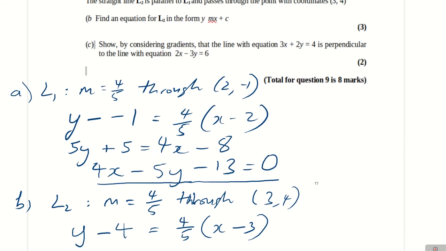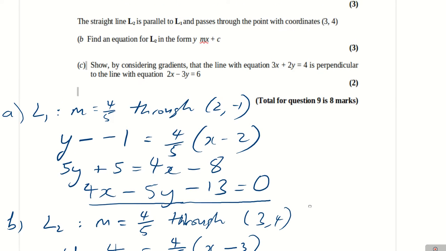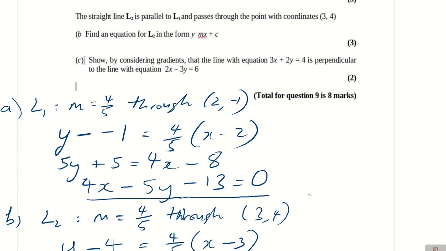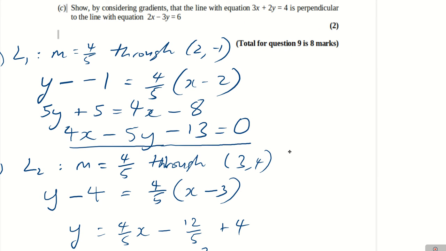Right. Now, part C: show, by considering the gradients, that the line with that equation is perpendicular to the line with the other equation. Now, 3x plus 2y, so these are completely new lines. So part C is sort of separate from parts A and B. So I'll do it here. Right, part C.